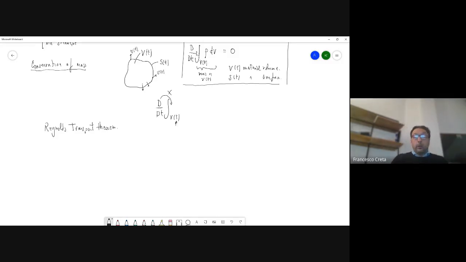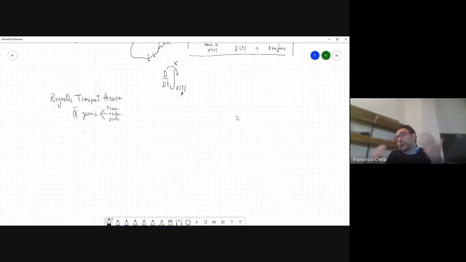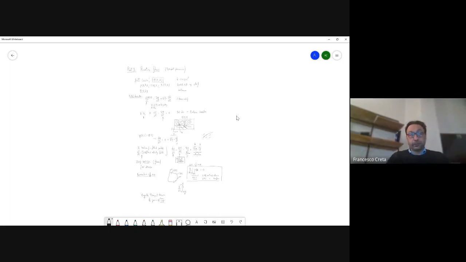So suppose there is a generic quantity chi. This is a generic quantity. It could be a tensor, it could be a vector, it could be a scalar. At this point, it doesn't really matter. Of course, we'll be more interested in scalars.